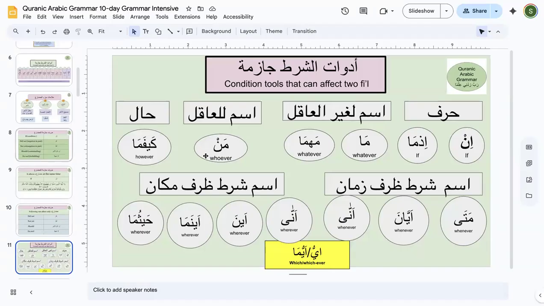When it comes to man, it is an ismu shart for aqil. When it comes to kaifama, it is ismu shart for hal. When it comes to mata, which means whenever, ayana, which means whenever, anna, which can mean whenever, they are ismu shart, zarf zaman. And zarf zaman, we have covered it yesterday.